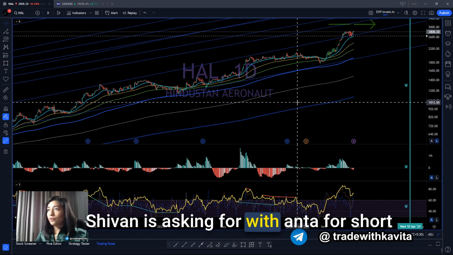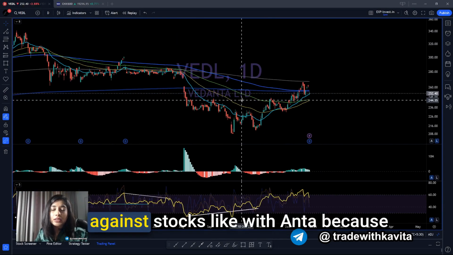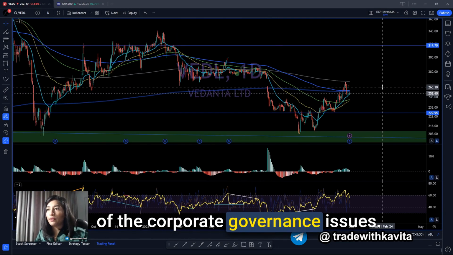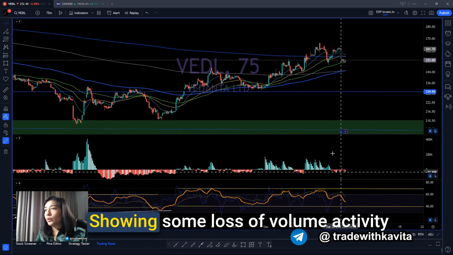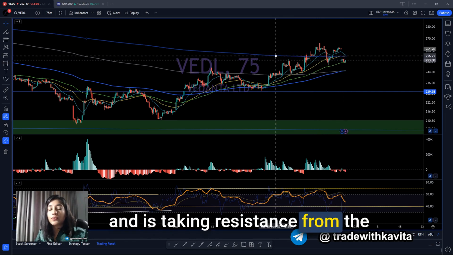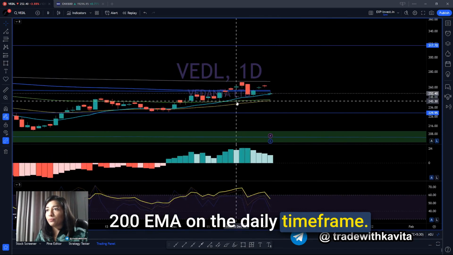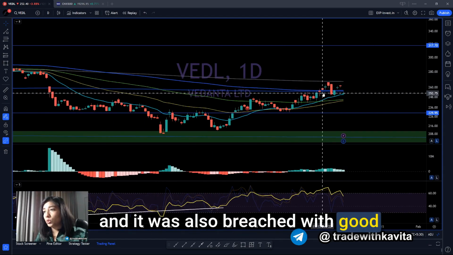Shivansh is asking for Vedanta for short term. I usually strongly recommend against stocks like Vedanta because of the corporate governance issues. And if you see here, Vedanta is also showing some loss of volume activity and is taking resistance from the 200 EMA on the daily time frame. You see the 200 EMA was breached, and it was also breached with good volumes.